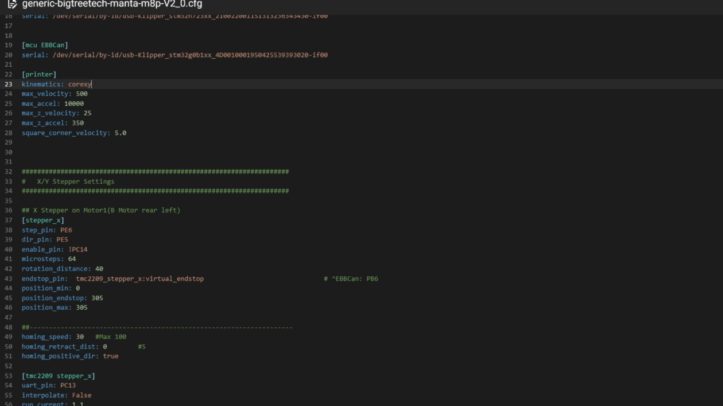You have delta printers as well and a few others, but I don't have them, so I won't talk about them.